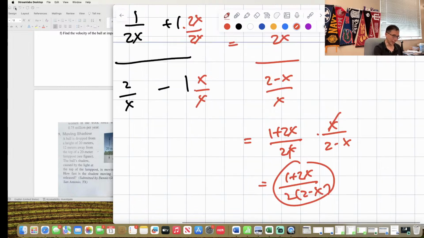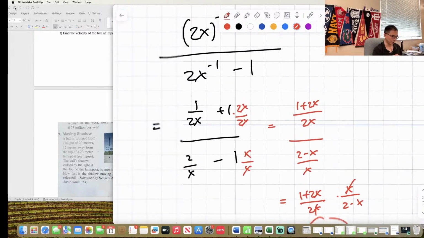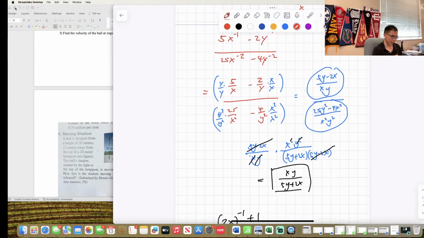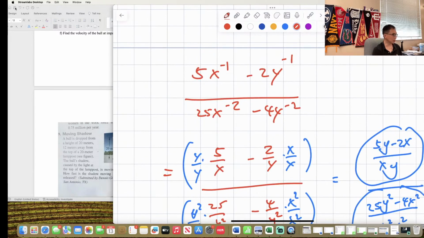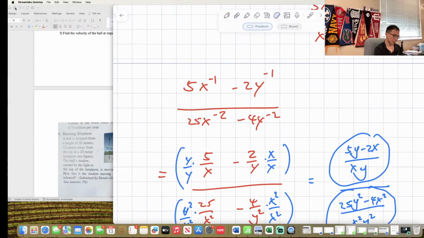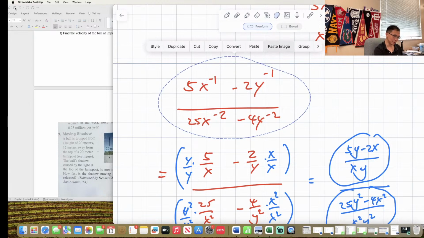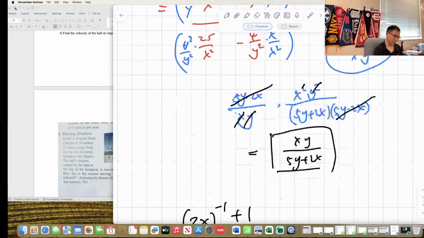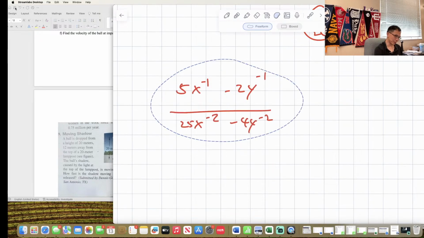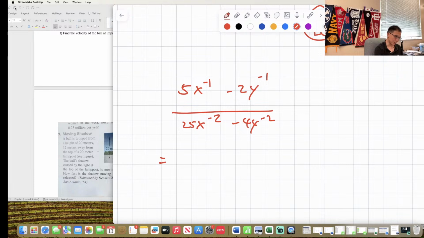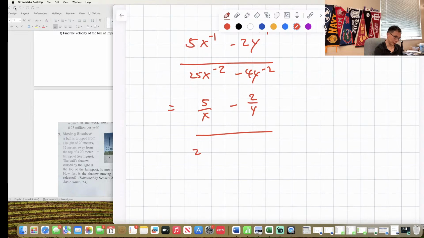If you're wondering how to do the question a little bit faster, and if you guys want to try that, you can, but that's more risky. But there is a faster way to do this question. So if you're interested, I'm going to go over it right now. But that's harder though. But it's faster. So if I do this question, it says 5 over x minus 2 over y over 25 over x squared minus 4 over y squared.